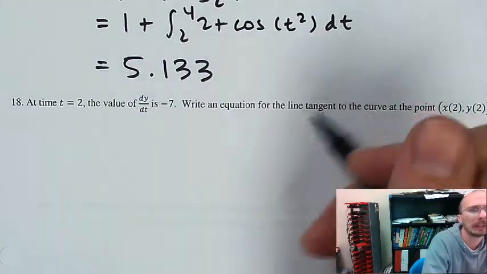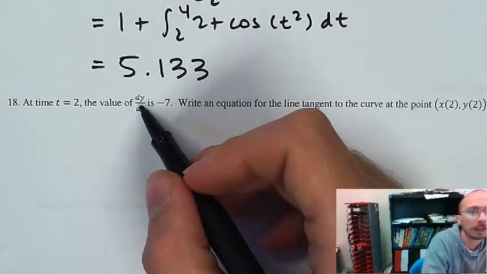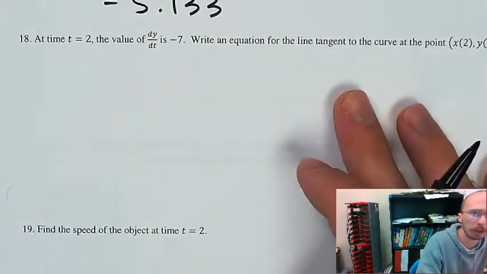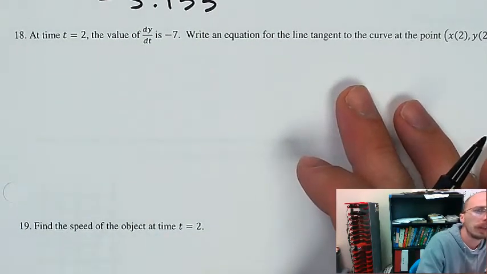But then they wouldn't have asked you for the line tangent. If they gave you dy/dx, they would have asked you for dy/dt, and you'd have to solve backwards for that. And that would also be a good problem. I don't know. I've seen a problem like that out there somewhere.